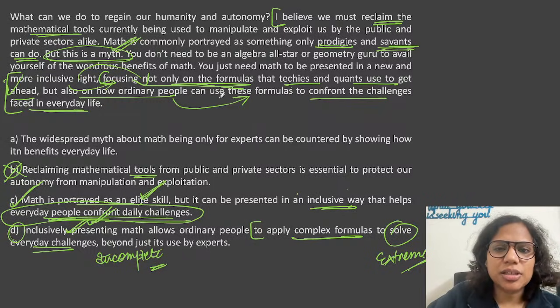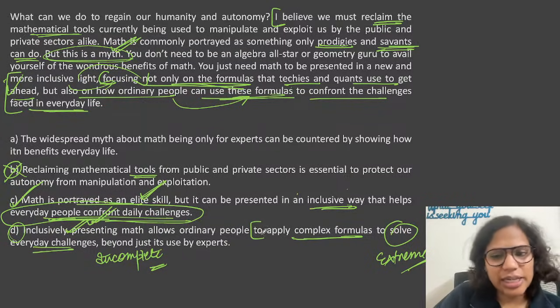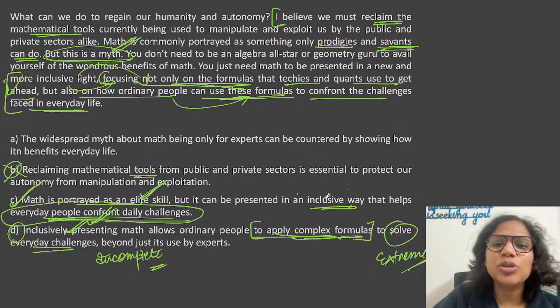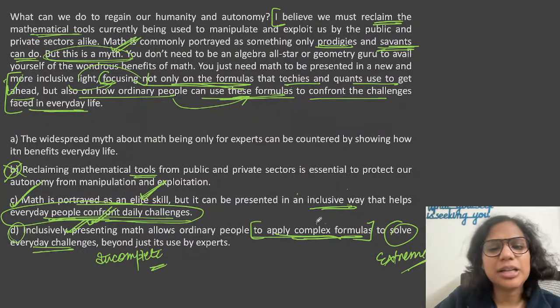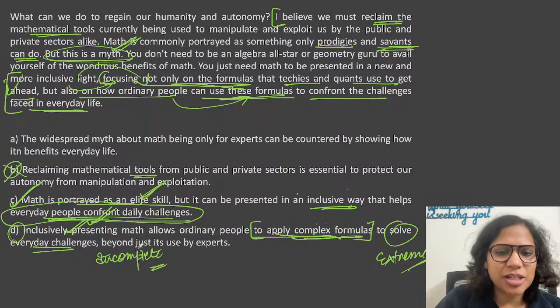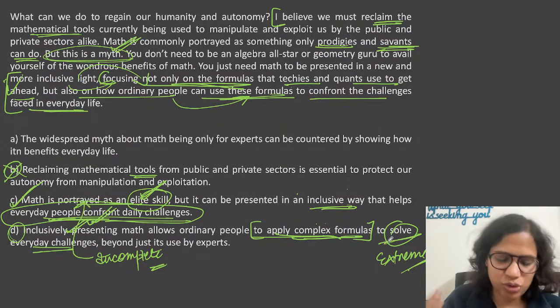So yes, they can use these formulas. You are right, this part is not problematic. So that ordinary people, but also on how they can use these formulas. This is not the part that is problematic. These are the parts that are missing: the elite skill part, and that it says confront, not solve. Okay. Now D seems too narrow. Math accessible and relatable. Absolutely, Piyush. Absolutely.